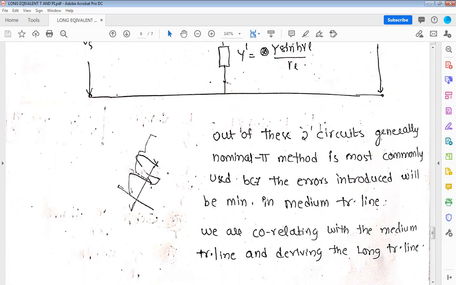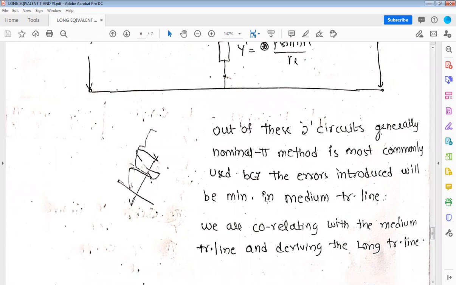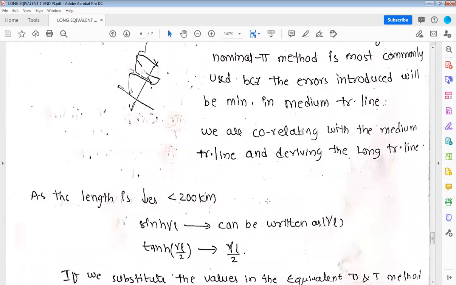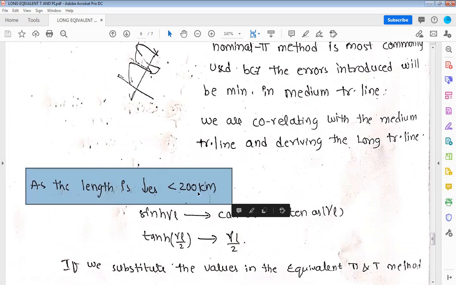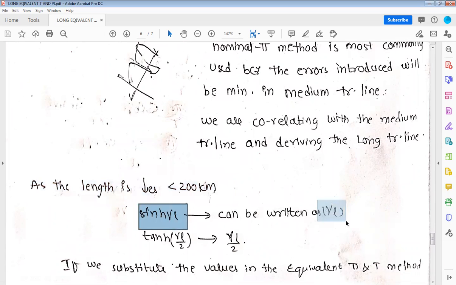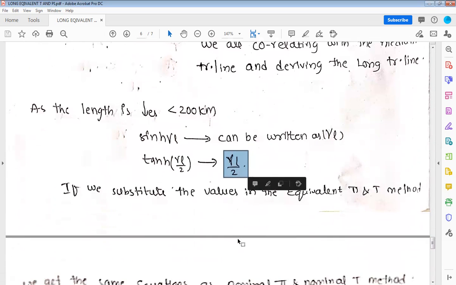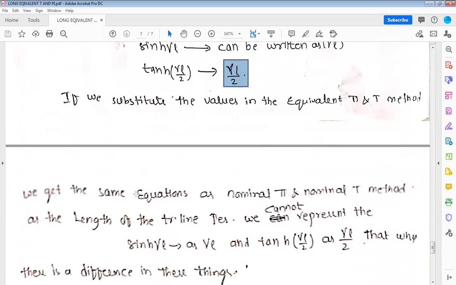So that's why we are correlating with the medium transmission line and deriving the long transmission line impedances and admittances. As the length is going to be decreased, less than 200 kilometers, our sin h into gamma L can be written as gamma L, and tan h into gamma L by 2 can be written as gamma L by 2. By substituting these values in the nominal T method or the nominal pi method, we'll obtain the same equations.